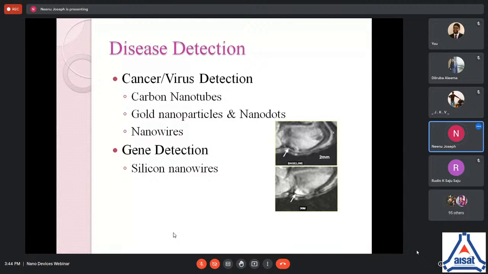Then the second application in the medical field, detection. It's used for cancer or virus detection inside the body. Carbon nanotubes, gold nanoparticles and nanodots or nanowires can be used for the detection. For gene detection, silicon nanowires are used.